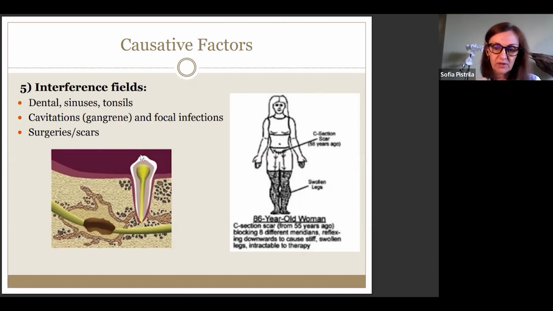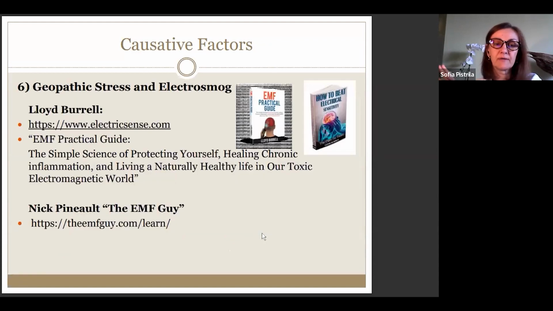But on the right side, you have a better picture that shows interference fields. An 86-year-old woman who for 55 years had pain and swollen legs, and there was no therapy that could heal her. Nothing. Everything was tried on her. So why is that? Well, she had a C-section at 31 years old, and that C-section was blocking 8 different meridians. All those energetic meridians, the flow of energy, go literally from everywhere in the body to the liver and so on. And the lymphatic system, obviously, the first thing to be affected is the extracellular matrix, the lymphatic system, and then the rest of the body.